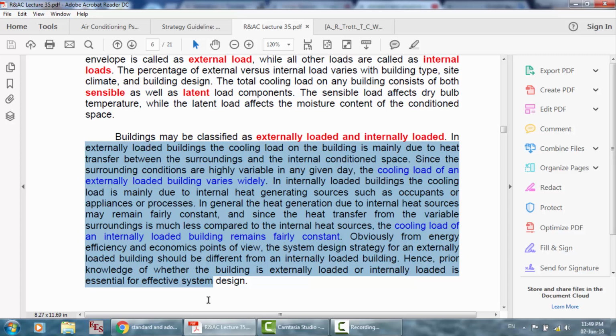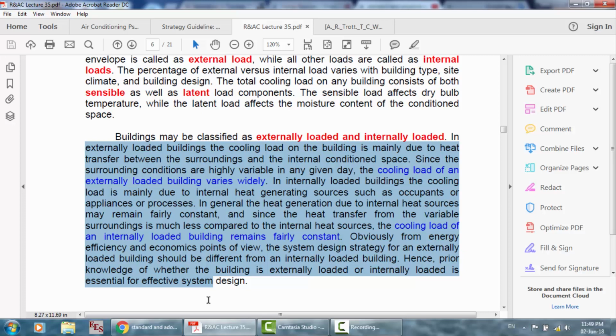In internally loaded buildings, the cooling load is mainly due to internal heat generating sources such as occupants or appliances or processes. In general, the heat generation due to internal heat sources may remain fairly constant, and since the heat transfer from the variable surroundings is much less compared to the internal heat sources, the cooling load of an internally loaded building remains fairly constant.